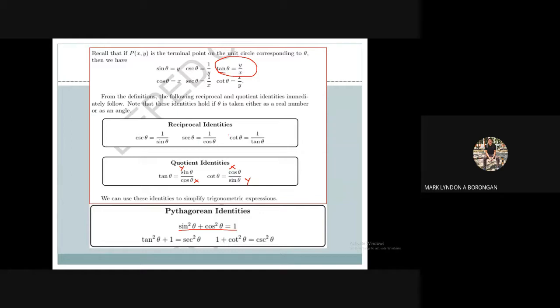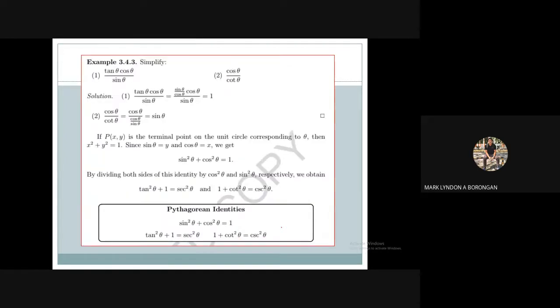In short, the fundamental identities are just six: sine, cosecant, tangent, cosine, secant, and cotangent. And then what we add are these three Pythagorean identities. Okay? Now, let us have examples of how to simplify.